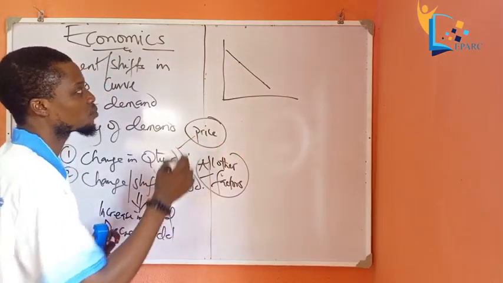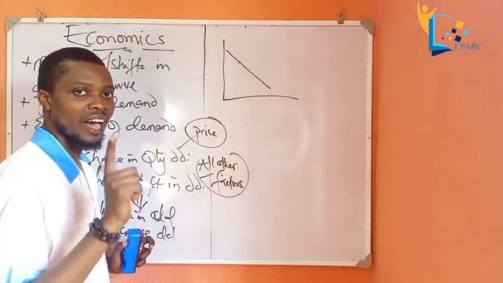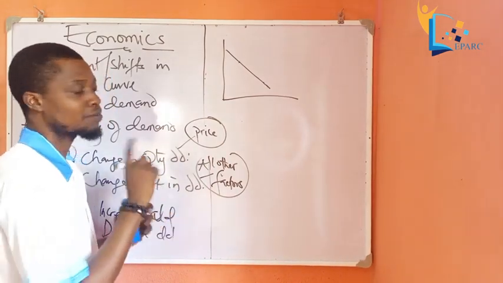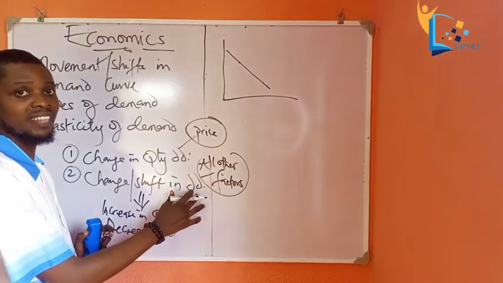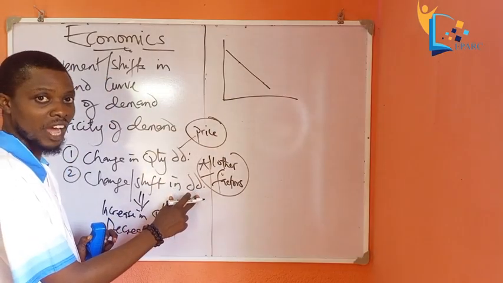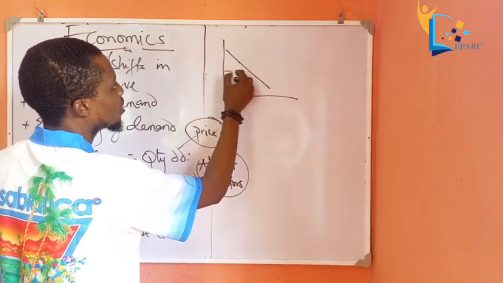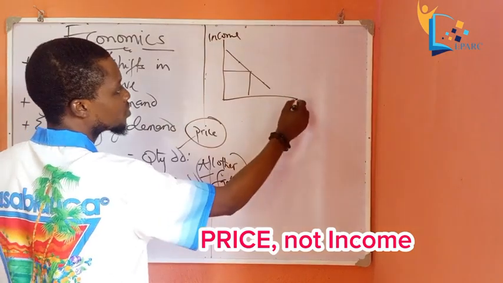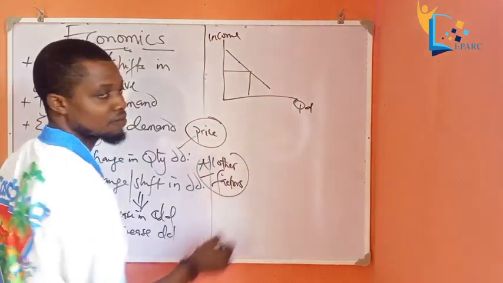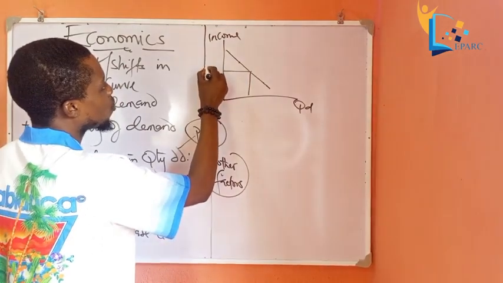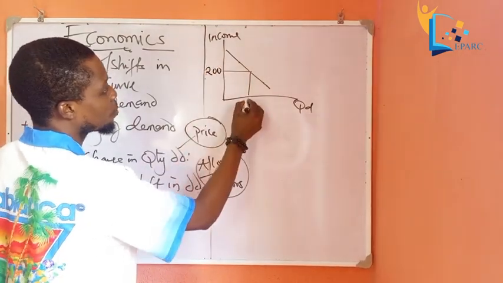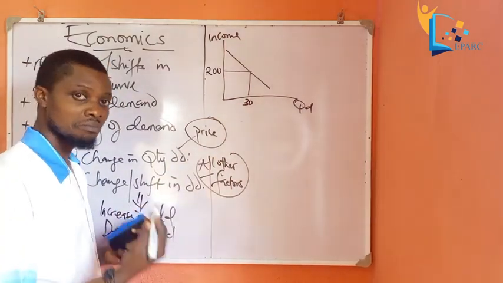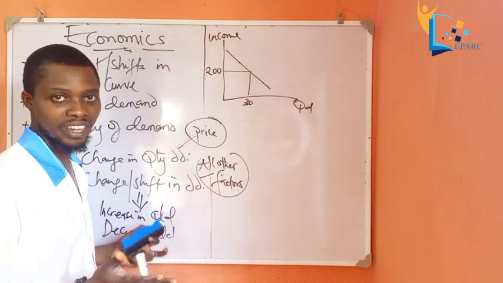Now, this is what we mean. Remember, every other factor is varied except price. So in this case, price has nothing to do with this. Price is held what? Constant. Are we together? Now, we'll take for instance here, income. This is our income. And this is our quantity demanded. So now, income, when we're earning 200, we used to purchase 30 units of goods, maybe any commodity at all.